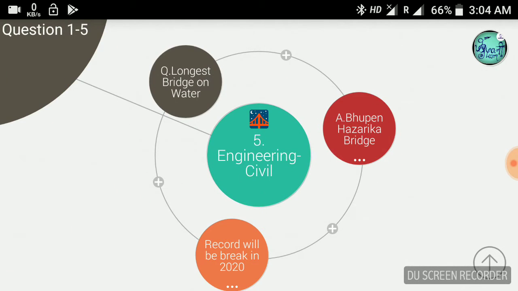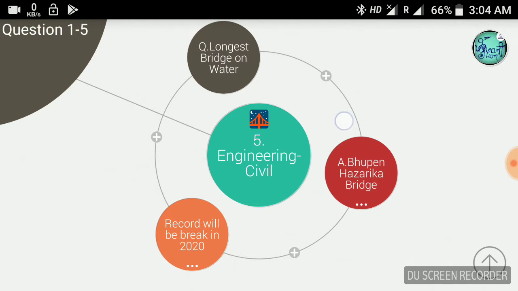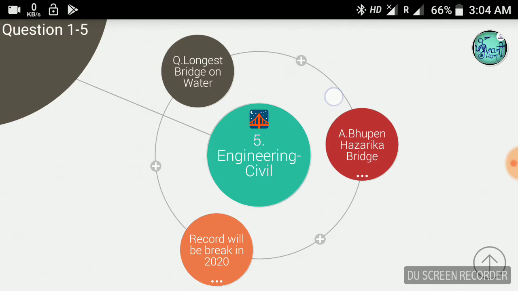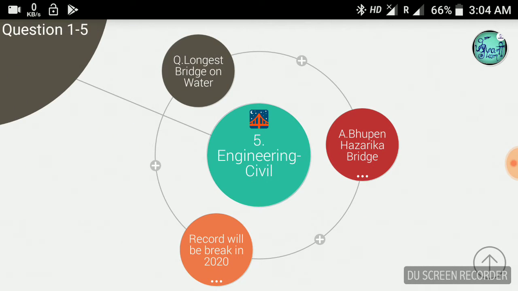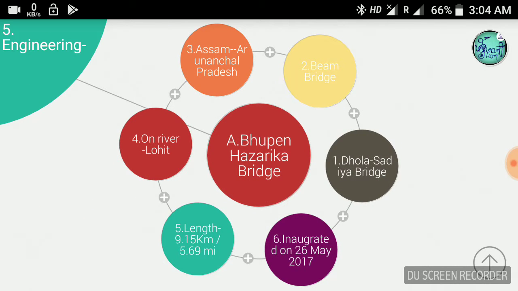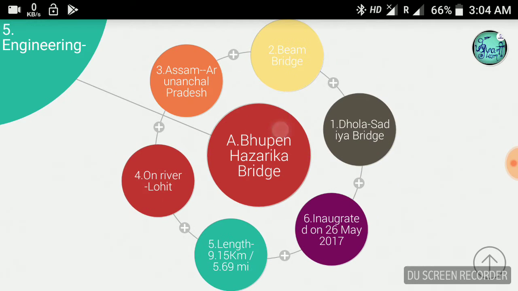The fifth one is from the engineering civil section, which comes under mega structures. So the question is: name the longest bridge in India which was created over any water entity. The answer is the Bhupen Hazarika Bridge.